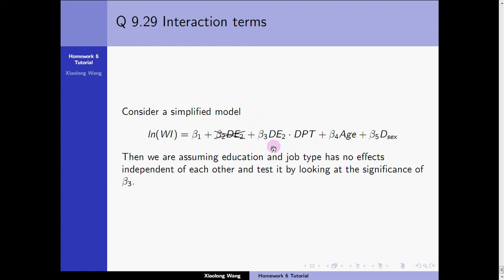So if we want to know whether education and the permanent job status work together, we can test this model by looking at the significance of beta 3. So that's how we interpret the coefficient. And the interpretation depends on how we structure the interaction and the dummy variables. So in this question, if you use the data, you can check all the coefficients and see whether they make sense or not, or whether they are significant or not, and whether we should include them or not. So this is the end of this section.